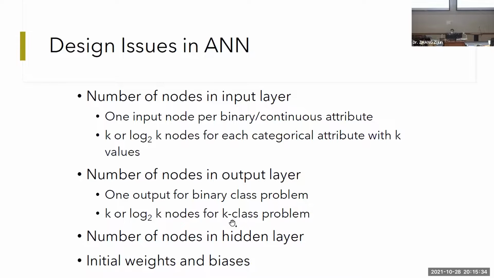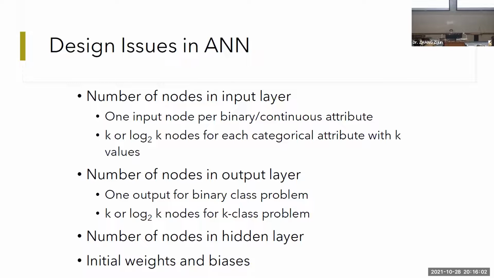Design issues in ANN, artificial neural network. So how many issues do we need to consider to develop a neural network? The first is its architecture. The number of nodes in the input layer. For example, we have input, output and hidden layers. First, we look at the number of nodes in the input layer.